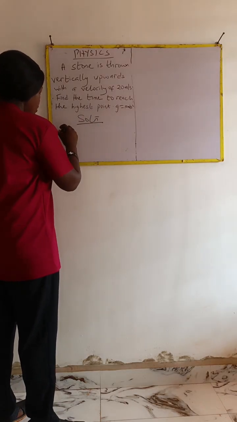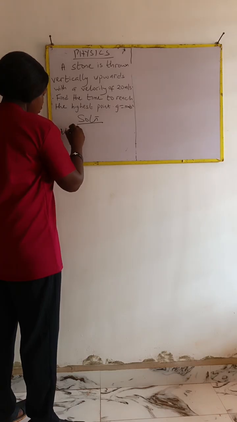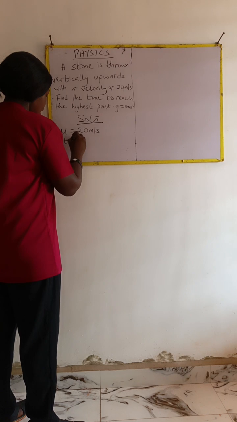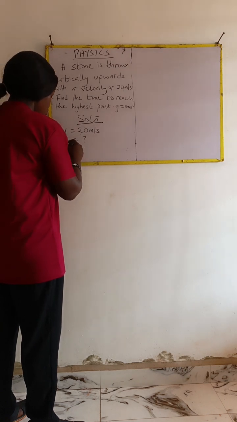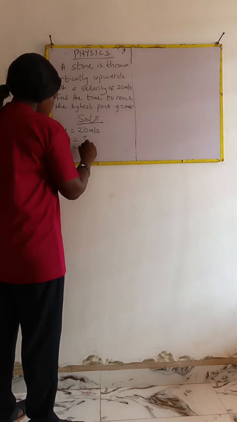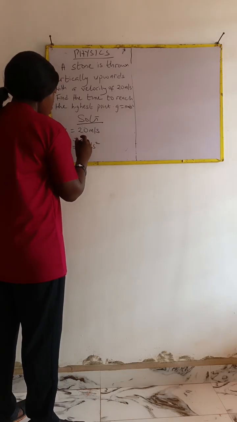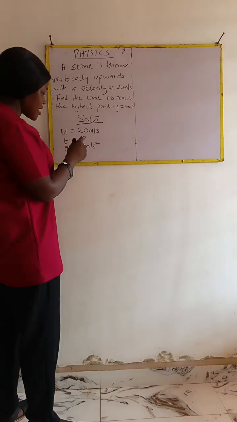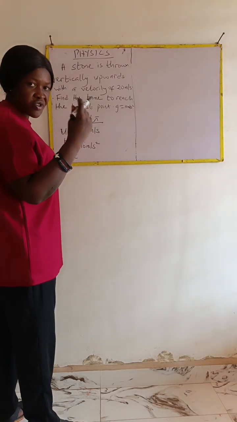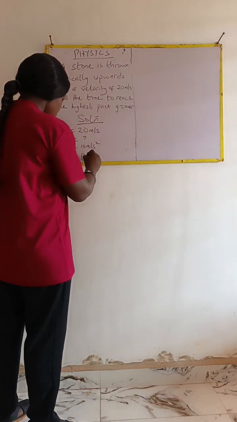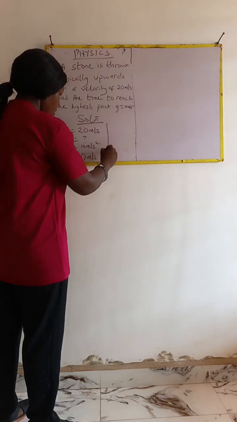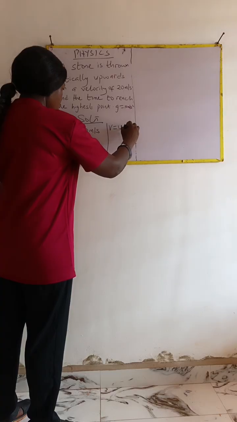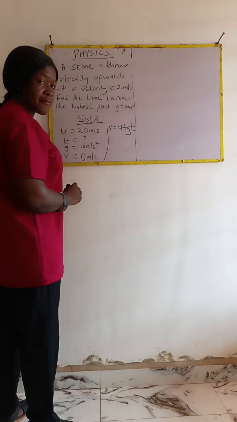Now our initial velocity is 20 meters per second. Time is unknown. g is 10 meters per second squared. But for v, they didn't mention the exact point the stone reaches, so we take it as 0 meters per second. So we are going to use the formula v equals u plus gt.